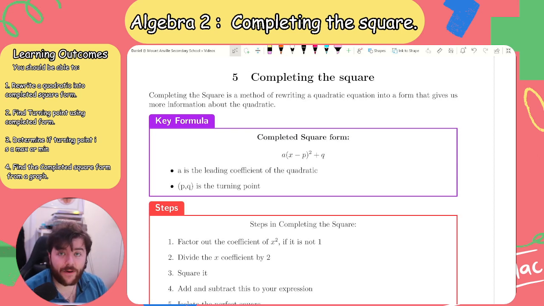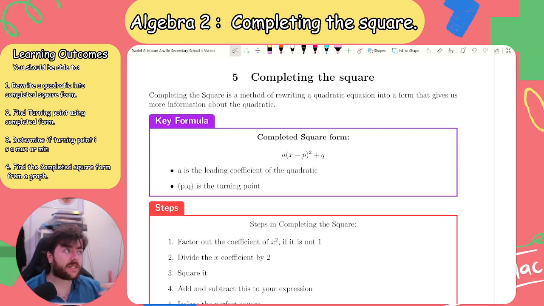Hello everyone. In this video we're going to be looking at how we can complete the square, or find the completed square form of a quadratic equation or expression. Completing the square is just another way we can rewrite a quadratic. We're just going to do some manipulating and rewrite it in another way.